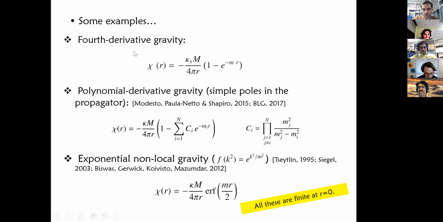And some examples. In the case of fourth derivative gravity, we have this potential, that's the usual Newton potential plus a Yukawa correction. In a polynomial derivative gravity, you have further Yukawa potentials, and this constant that appears here depends on the masses of the particles in the spectrum. And in the exponential non-local gravity, the simplest non-local gravity, you have this potential related to an error function. And it's very easy to see that all these potentials are finite at r equals 0.